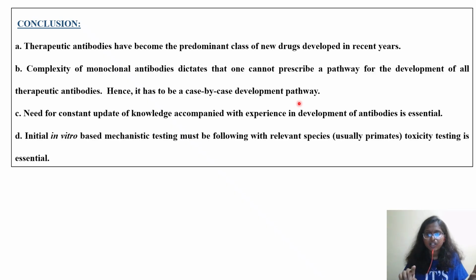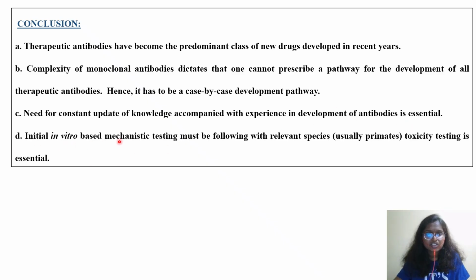But when it comes to monoclonal antibodies, once you might go for step one, directly you will go to step three, and again you might go back to step two. So that is what it is saying: case by case, you have to deal with the development pathway of this type of drugs. The need for constant update of knowledge accompanied with experience in development of antibodies is essential. That's why scientists working on monoclonal antibodies, or anyone working in the biotechnology industry, have to be well experienced, because experience only teaches. In the guidelines there will be only 10 to 12 sentences, 10 pages. But how to handle every type of molecule, you will learn only through on the job training.